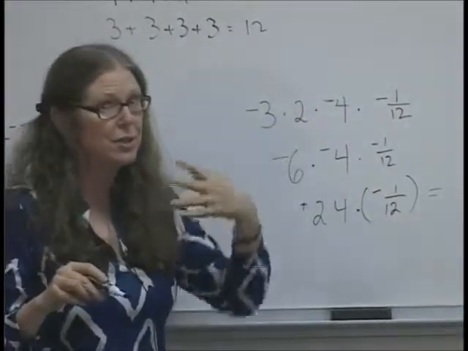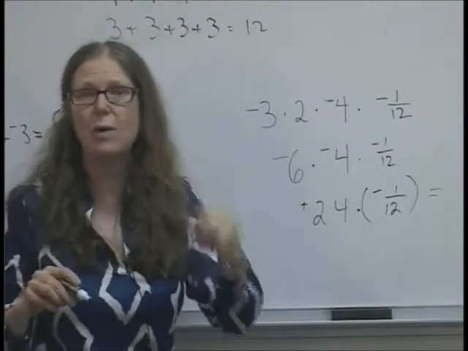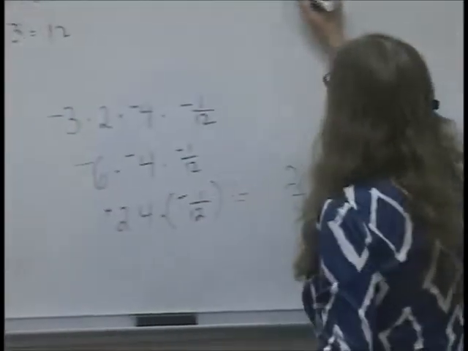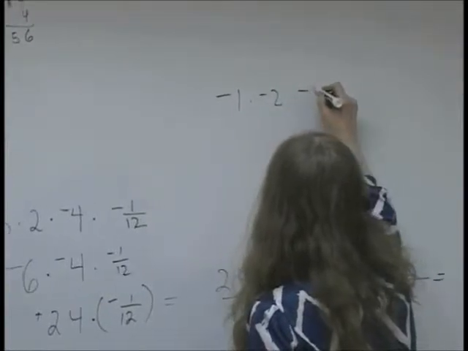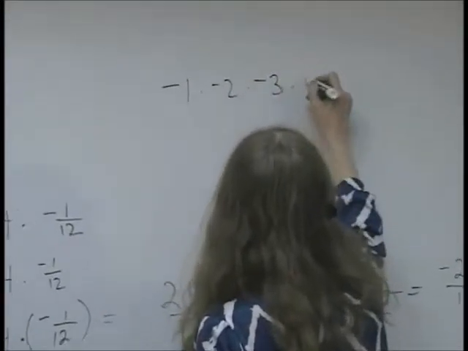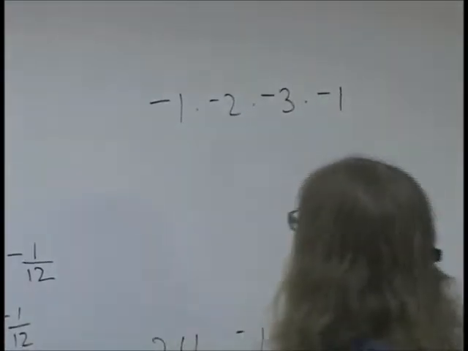When you're multiplying a bunch of numbers and there's 4 negatives, what would happen? What do you think? Let's just make this easy. Minus 1 times minus 2 times minus 3 times minus 1.